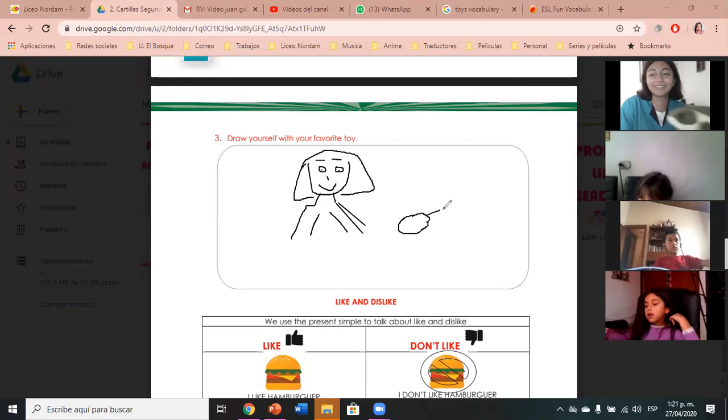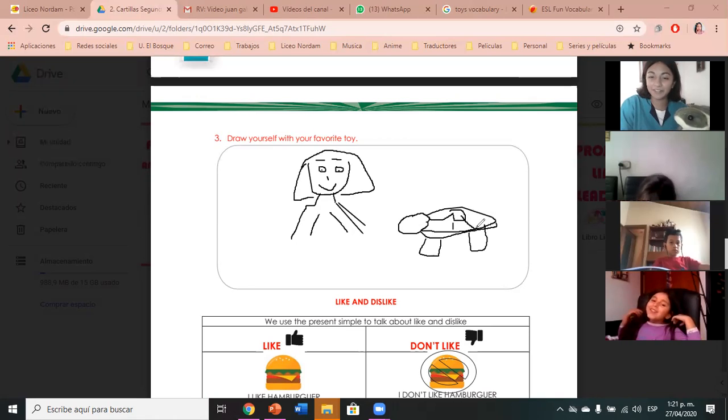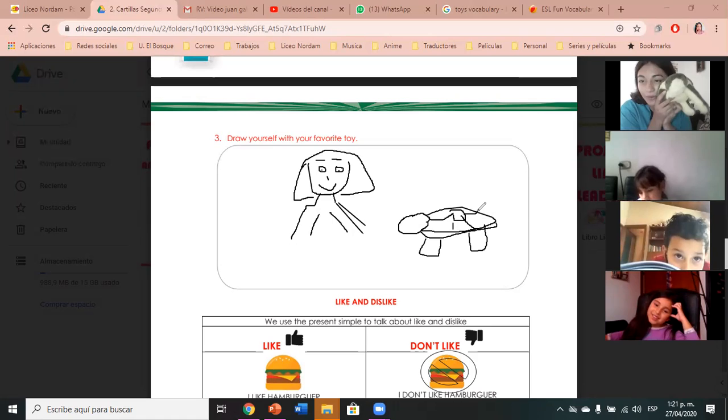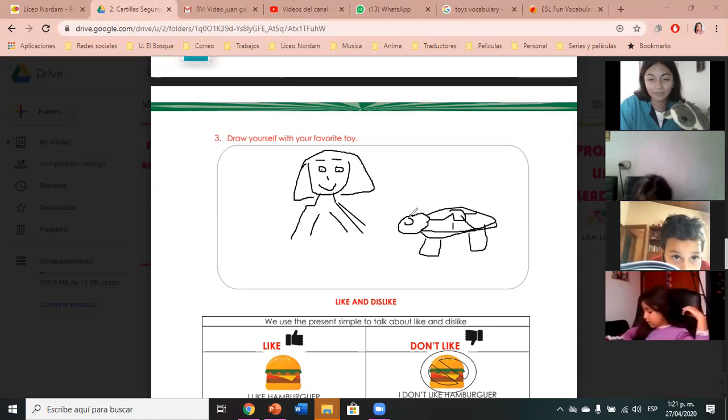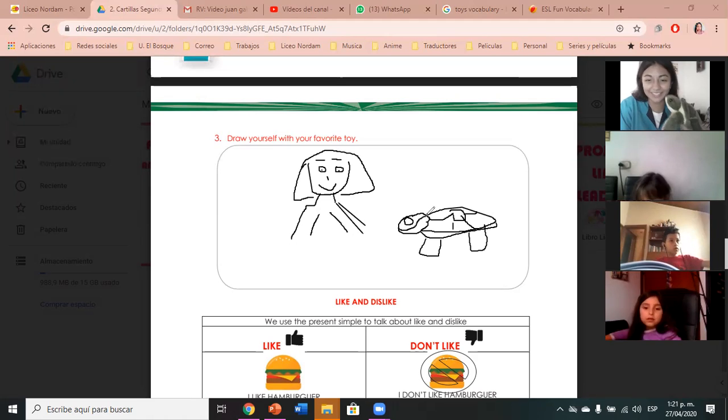Se ve rara. Digamos que esta es la tortuga, this is my turtle. And you're going to draw, you're going to draw you and your favorite toy. Y su juguete favorito, and your favorite toy. ¿Ok? No es muy similar. Hice lo mejor. I tried to do my best. Y lo van a dibujar. ¿Ok?